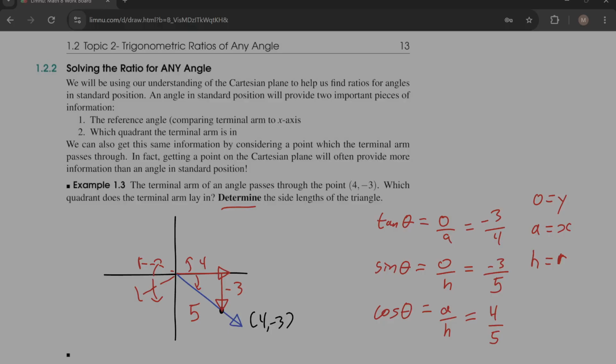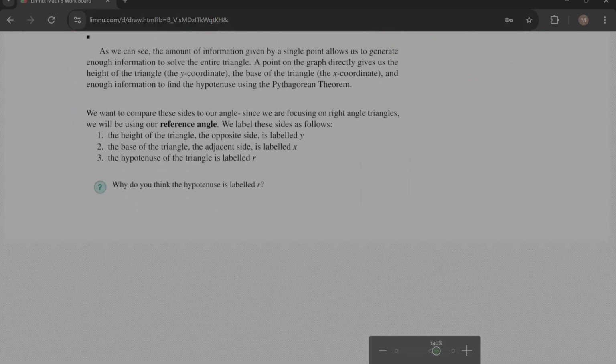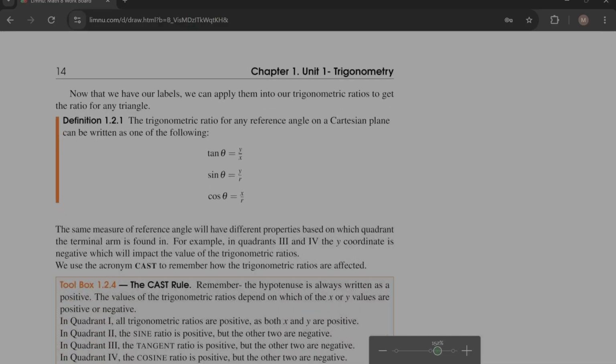Well, it goes back to when we were doing our standard position angles and we did rotations, right? We did rotations around. If I take this line and I rotate it all the way around my Cartesian plane, what do I form? A circle. And what is that line in relation to the circle? It's r, the radius. Aren't you thrilled to hear that?